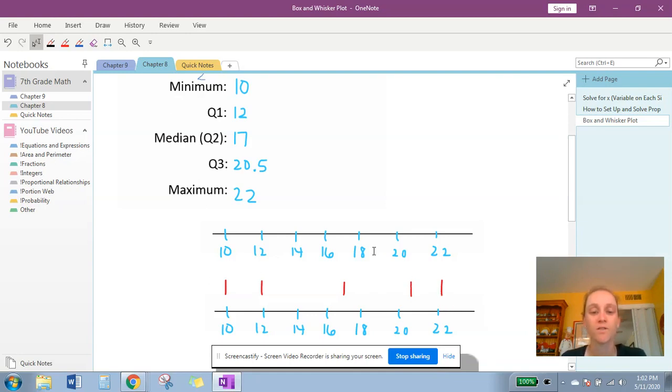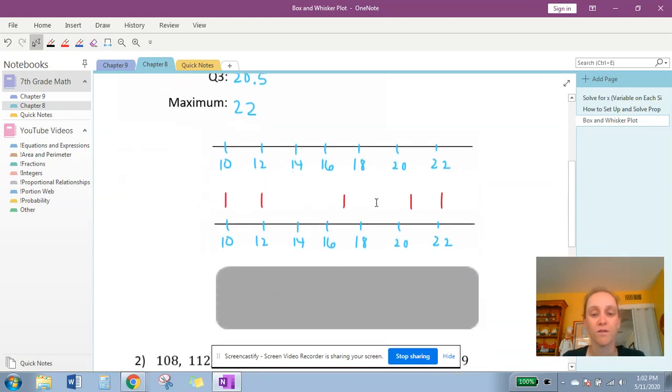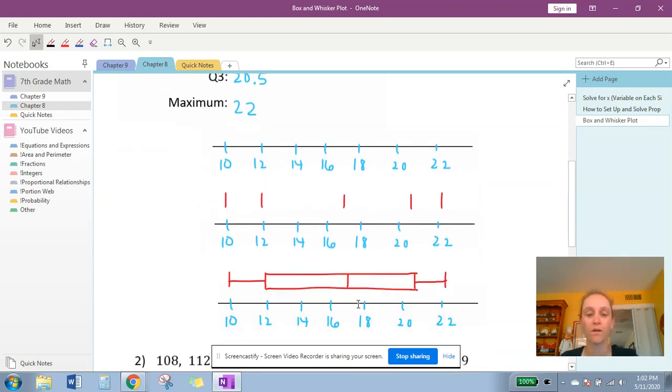And then remember, it's a box and a whisker. So my box is going to be these 3 lines in the middle. So I create a box with the 3 middle ones, and then the minimum and the maximum are the whiskers. So that's what my box and whisker plot's going to look like.